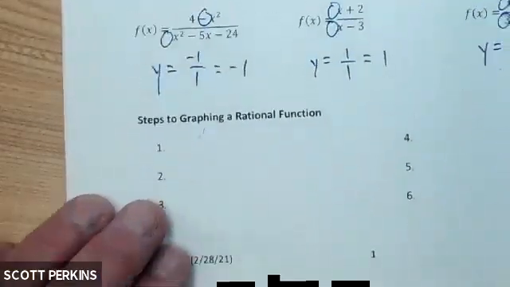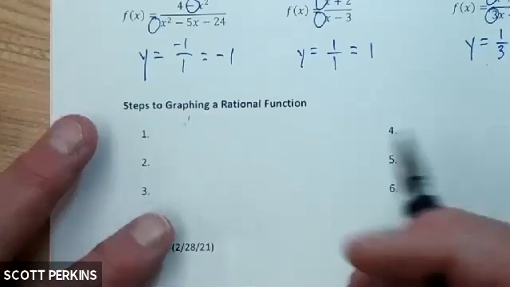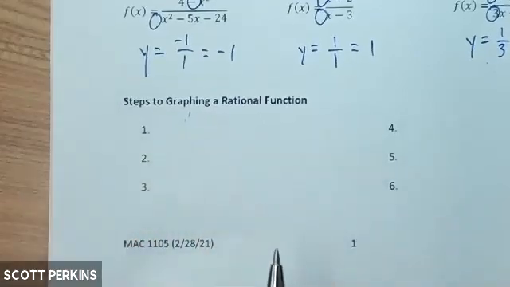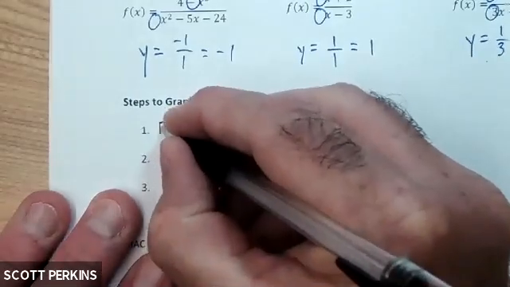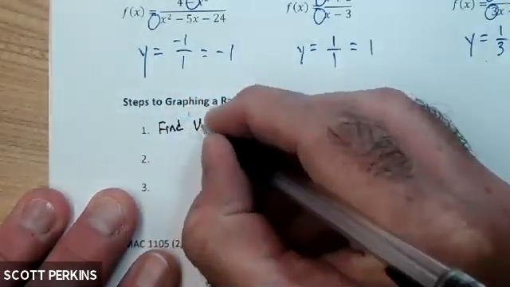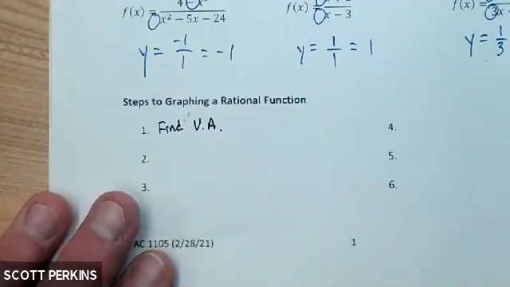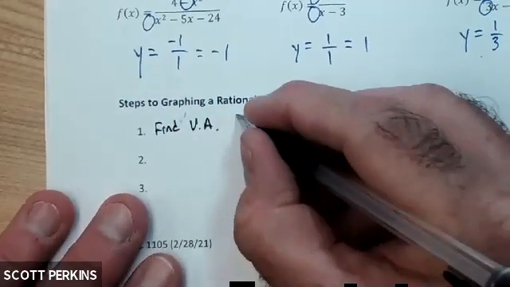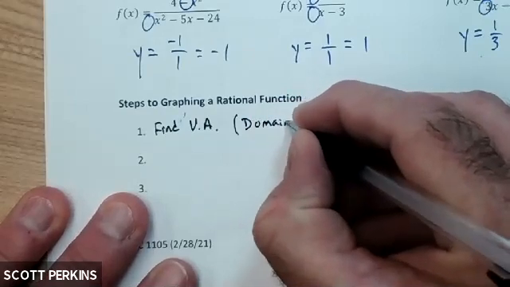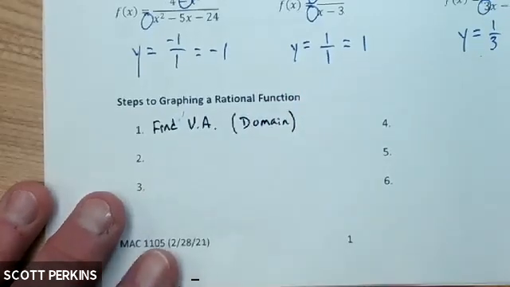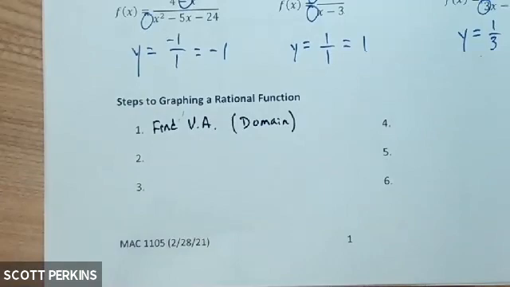So the first thing that we are going to do when you are asked to graph a rational function that is not in the format of one of your basic functions, first thing is find your vertical asymptotes. That's step number 1. And I'm going to put in parentheses, that also tells you the domain. We talked a little bit about the domain last time when we were looking at our basic functions. So you're going to find your vertical asymptotes. That also tells you your domain.